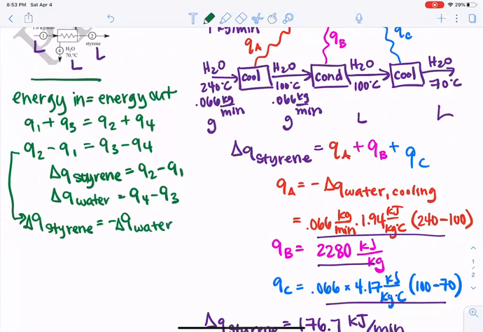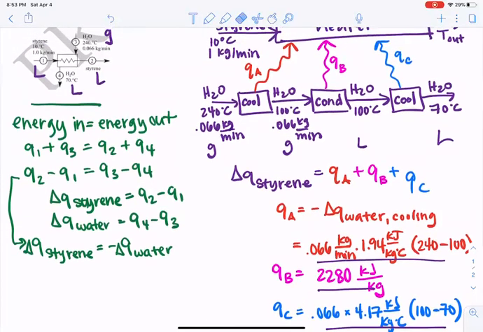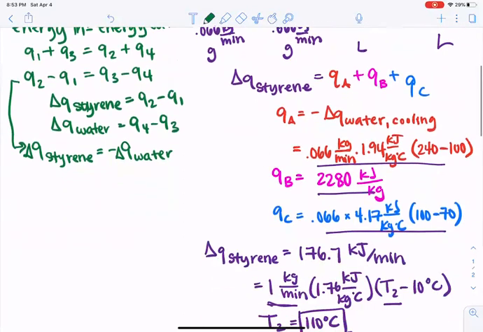So we can find our delta Q water with very similar logic to how we found QA, QB, and QC over here. So our water needs to cool, condense, and cool again. But now, instead of looking at how much heat is lost, we're just looking at the delta Q of the water.